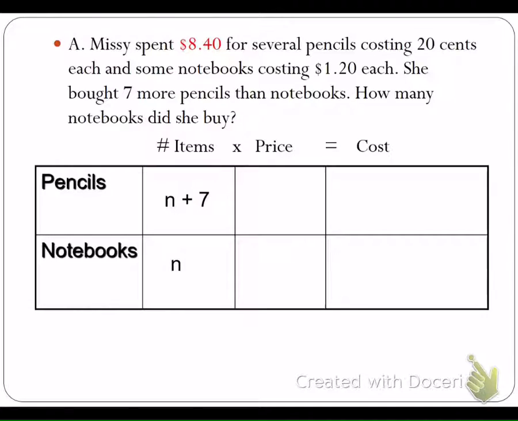Second column is the price. Do I know the price for pencils or notebooks? What do I know? 20 cents each for pencils, $1.20 each for notebooks. So that information we already have. Be careful when it gives it to you like this. If you don't put a decimal, that's like $20. Okay, so be real careful. 20 cents goes after the decimal.